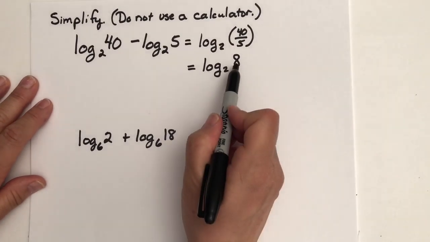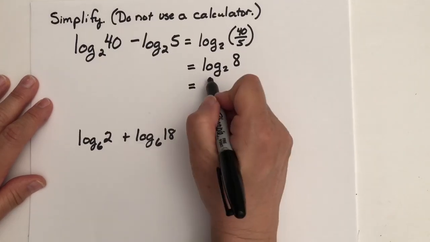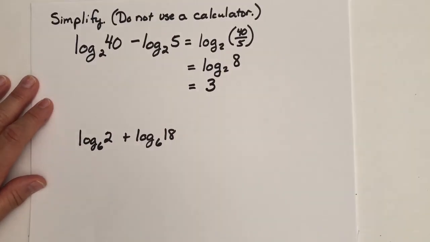And I know how to evaluate that. We know that 2 to the third power is 8, so we would simplify it and make it 3.